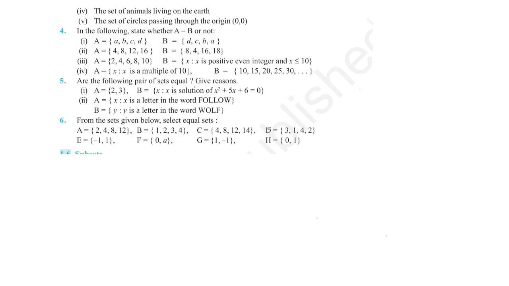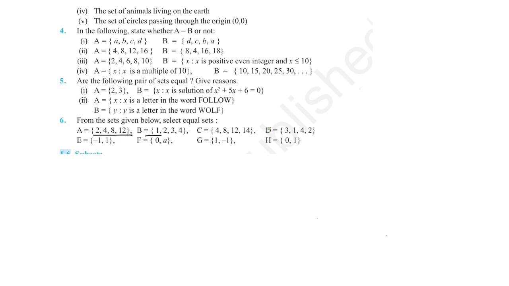Now the sixth question is from the sets given below, select equal sets. So we have to find out which sets are equal. So here A is 2, 4, 8 and 12. And if we go through all the sets, we don't find it equal to any of the other sets. So A is quite unique.